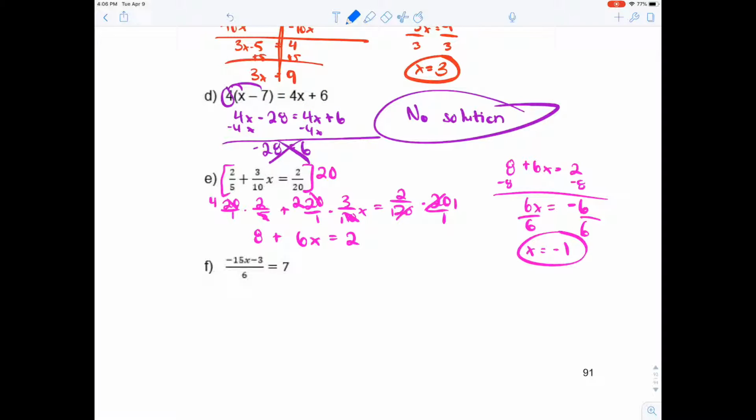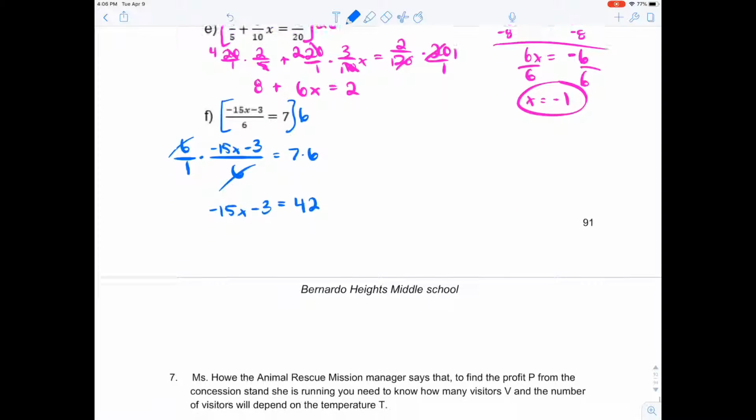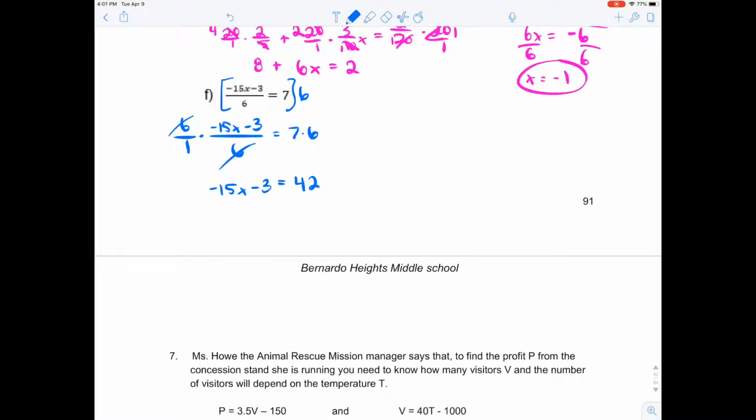All right, again, this is a fraction buster, okay? Get rid of this pesky 6 in the denominator. We don't like it, so let's get rid of it. So I'm going to multiply both sides by 6. When I multiply -15x minus 3/6 by 6, what's awesome about this is that the 6's will just cancel out. So all I'm left with is -15x minus 3 is equal to 42. Right? That makes things a lot easier to solve.